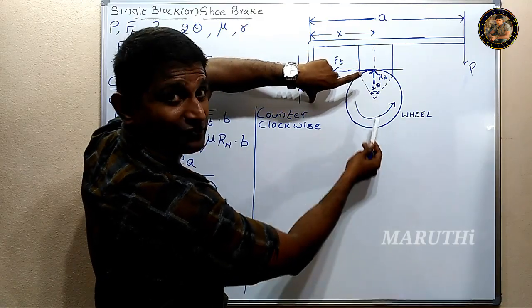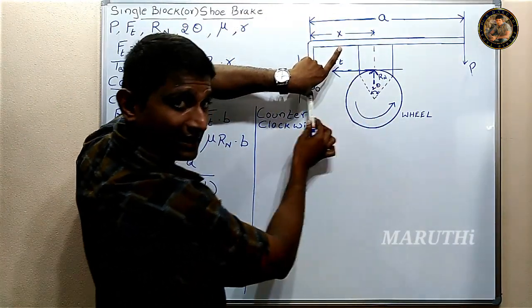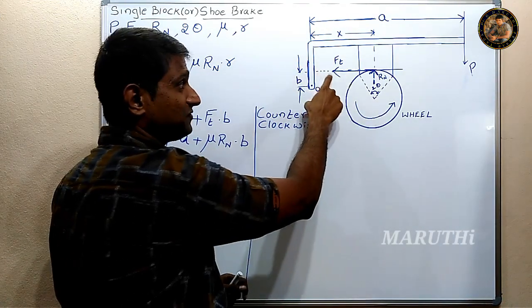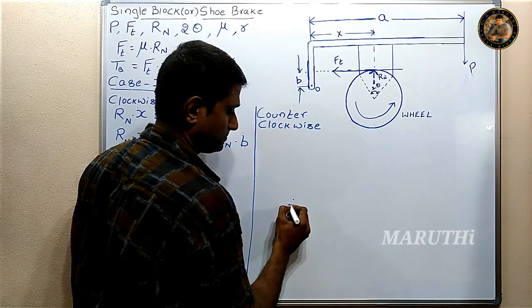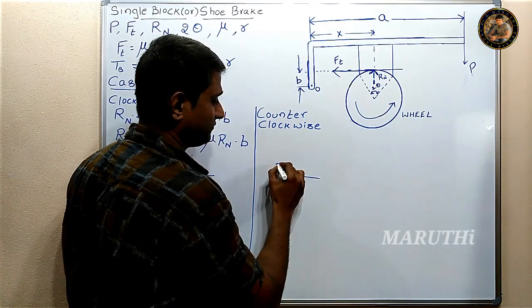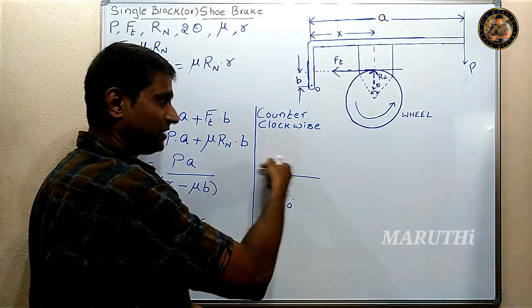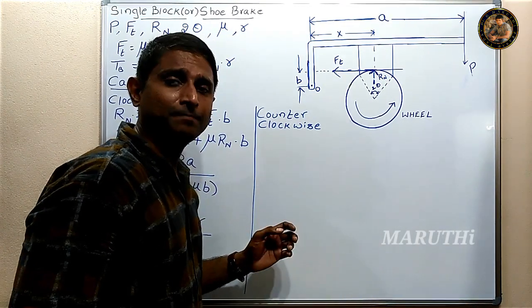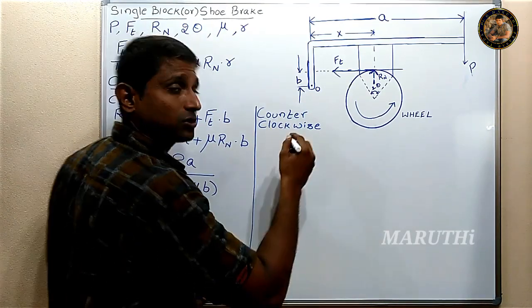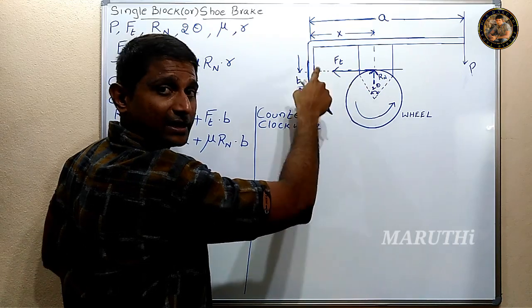Whereas the moment because of Rn is counterclockwise, Rn into x. And the moment because of Ft is like this. If O is here, the line of action of Ft is passing like this. So this is counterclockwise, Ft into B. Therefore, the clockwise moment is because of this one, and the counterclockwise moment is because of Rn and Ft.